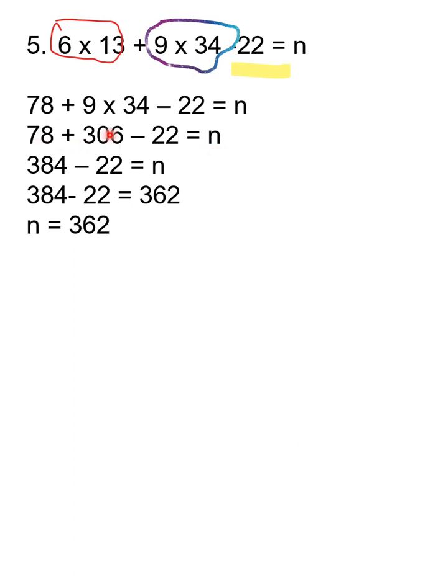Take these two, add them together. 384 minus 22 equals n. 384 minus 22 equals 362. N equals 362.